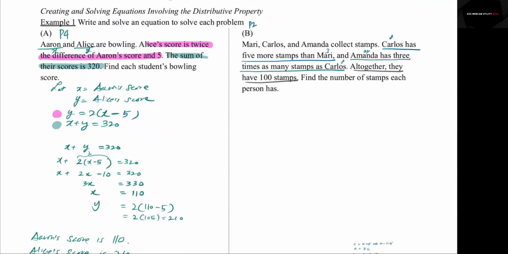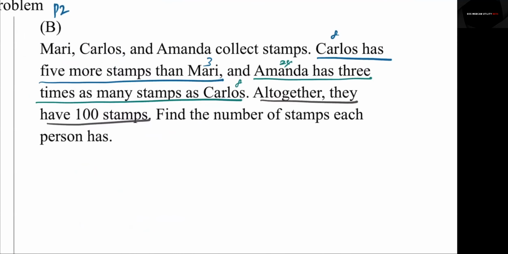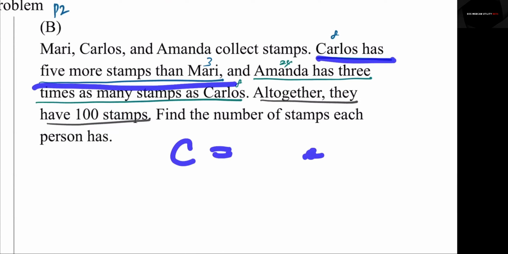Let's look at what period 2 did. Ooh, look at that. I have blue, I have a teal, and I have black. 3 equations. So we got Mari, Carlos, and Amanda collecting stamps. So altogether they have 100 stamps, which means what? M plus C plus A is equal to 100. Oh, by the way, you could pause this video at any time, right? It says Carlos has 5 more than Mari. So C is equal to plus 5 of what? Mari.